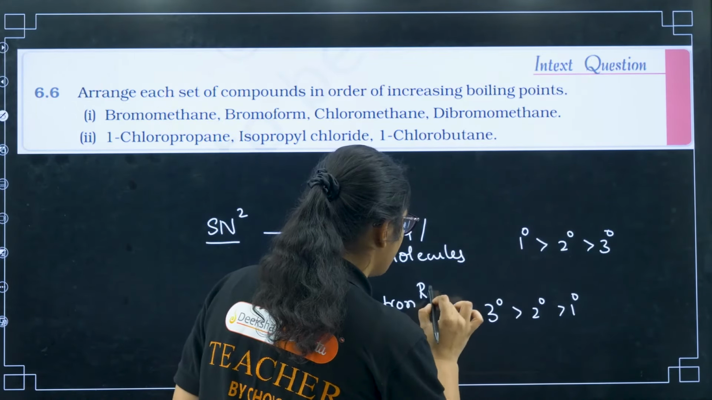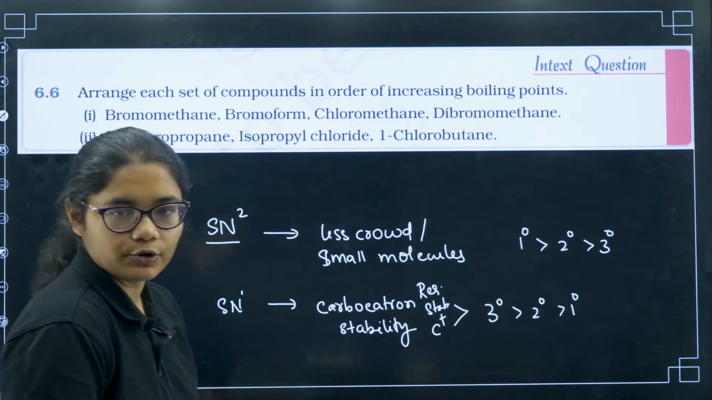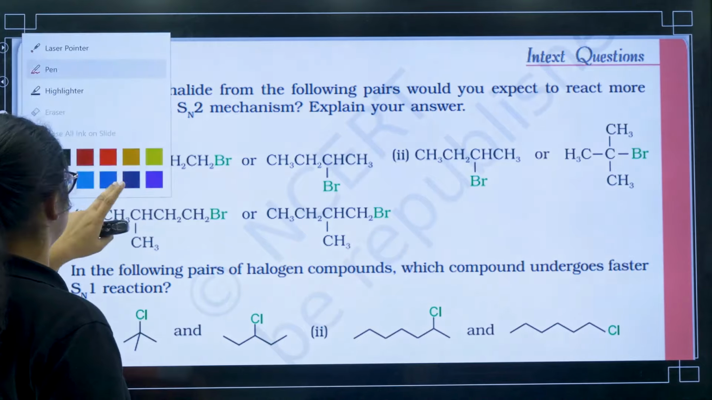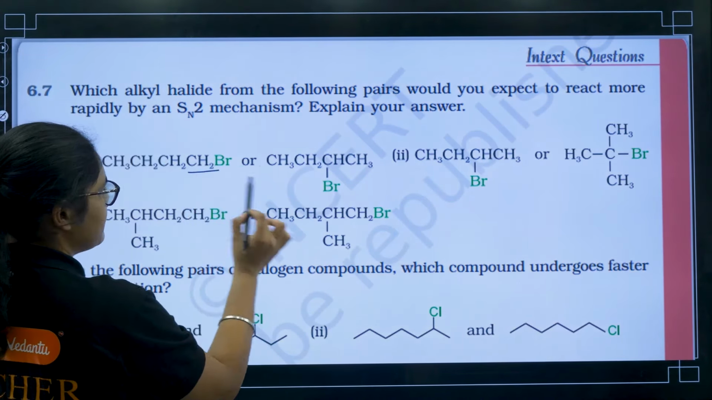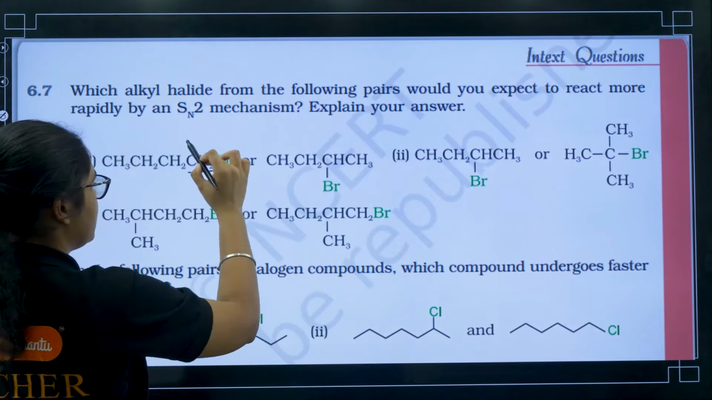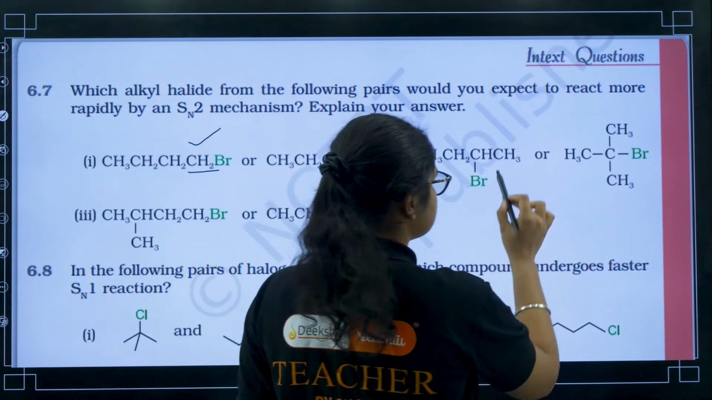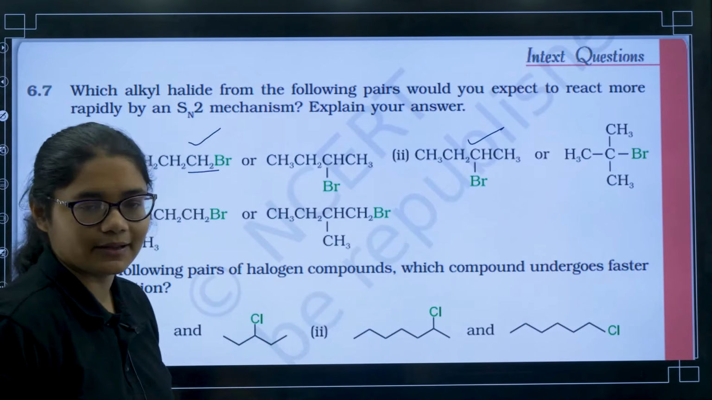So what is here before that? Resonance stabilized carbocation. Now if I move here, we want the SN2 mechanism, right? You can see this is primary, this is secondary, so definitely primary will react faster. So the first one here. Next, this is secondary and this is tertiary, again secondary will react because of less bulkiness.